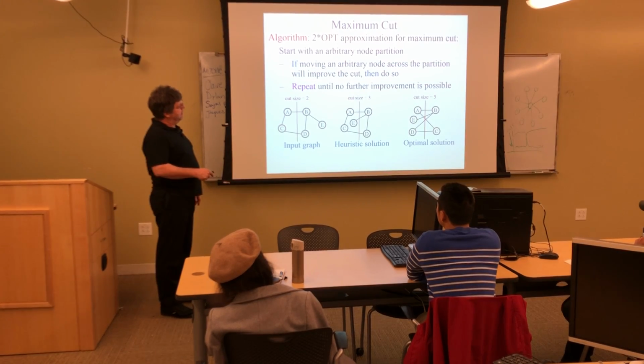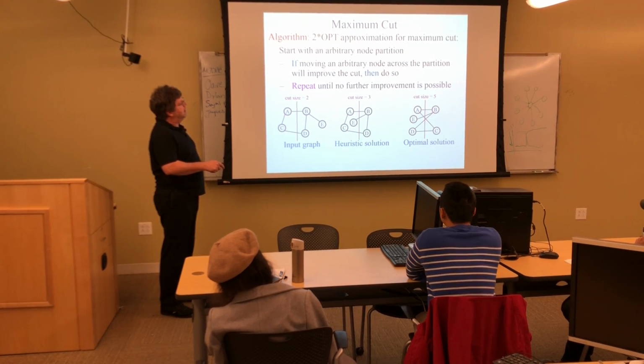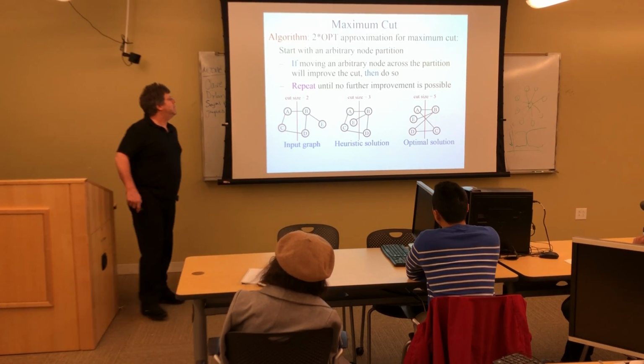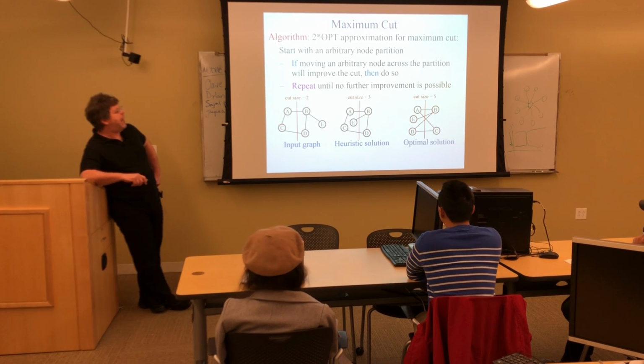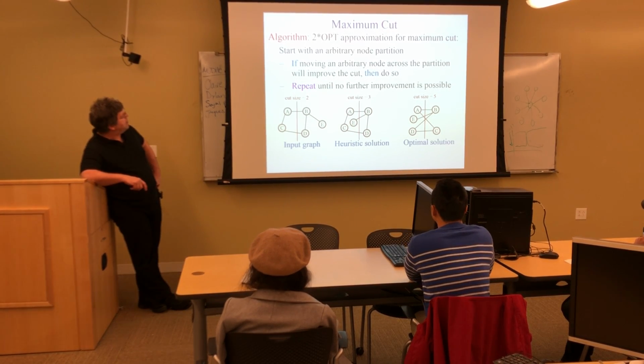So this is nowhere near the optimal, but it's no worse than twice the optimal, right? In other words, we get 3, and this is 5, and this is not as bad as 2 times 3, which is 6, right? So it's at least half the optimal. Half the optimal would be 2.5, and this is at least 3. So this is no worse than twice the optimal.